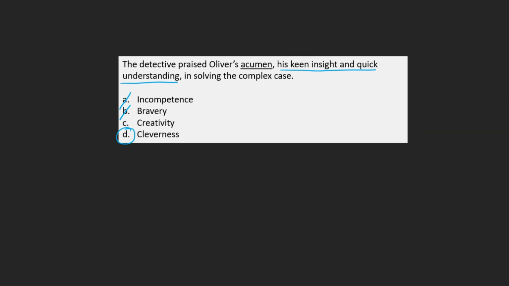Now that you've got the hang of it, try your hand at using clues of direct definition with the mock test questions below.